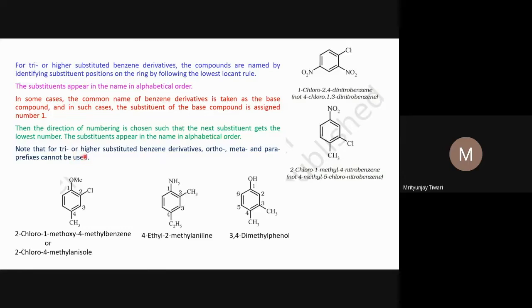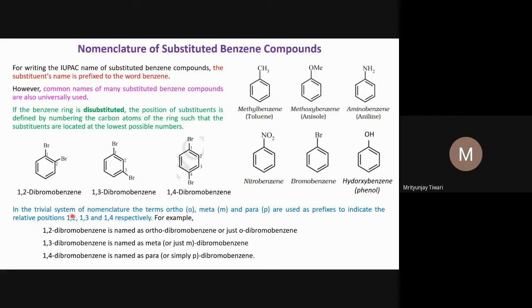But in tri or higher substituted benzene derivatives, meta or para prefixes are not used. In writing IUPAC nomenclature, meta and para prefixes will never be used for tri or higher substituted benzene derivatives. It is permissible only for the di-substituted benzene compounds.